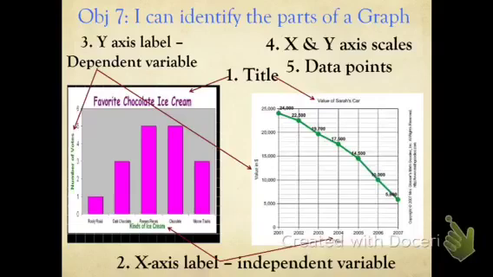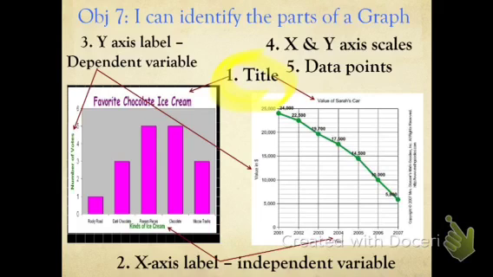I can identify the parts of a graph. When we are talking about constructing a graph or making a graph, it's really important that you have all of the different parts to the graph. So we're just going to go through these really quickly. So number 1, you need to have a title on your graph.